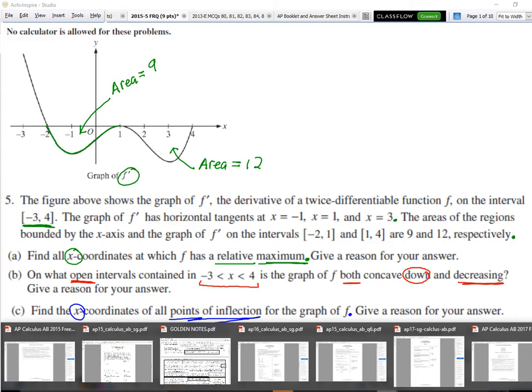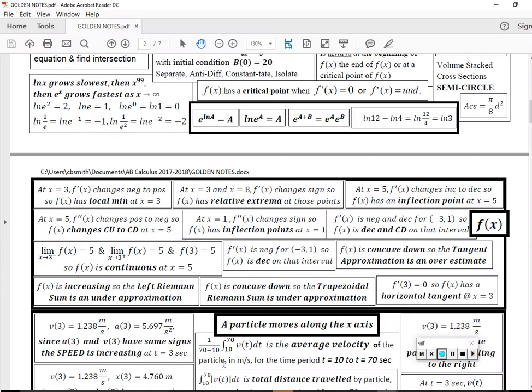Look, I personally find it a little difficult to remember all the different ways they expect me to justify my work. So that's why on the back of the golden notes I added, this is all brand new just for this year, I added all of these example statements just to give you something to look back on and remember problems you've done. Like the one we just did is very much like this. F prime is negative and decreasing on this interval. So f is both decreasing and concave down on that interval. That's an example of what we just did.